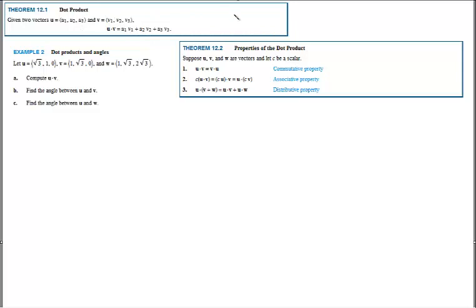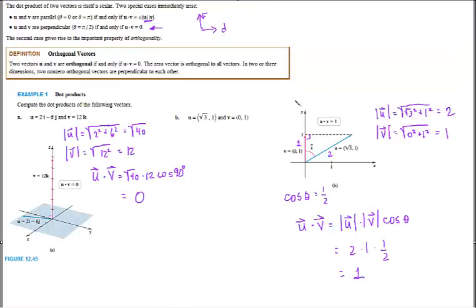So I'm going to go back to my other problem and see if that would have worked. Could I have just taken u and v and said that it is the square root of 3 times 0 added to that 1 times 1? Oh yeah, I did get the same thing there.